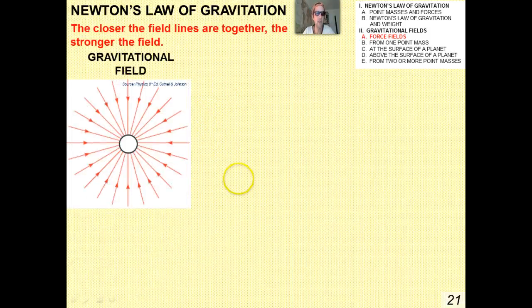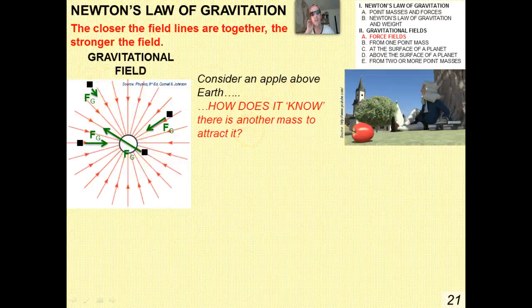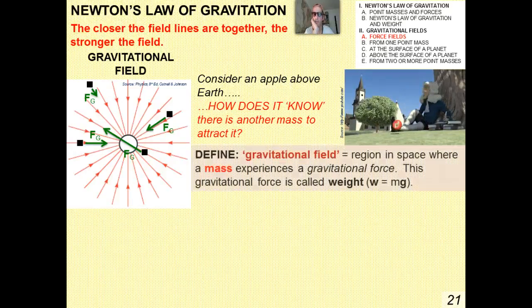Okay? All right. So the closer the field lines are together, the stronger the field. All right? And we saw before that an object weighs more on the surface of the planet than it does in the upper atmosphere because of this. Okay? Now, how does an apple, for example, above the Earth, how does it know that there's another mass attracting it, namely the Earth? How does it know that? It doesn't have a brain. How does it know that? Well, because it's in a gravitational field.